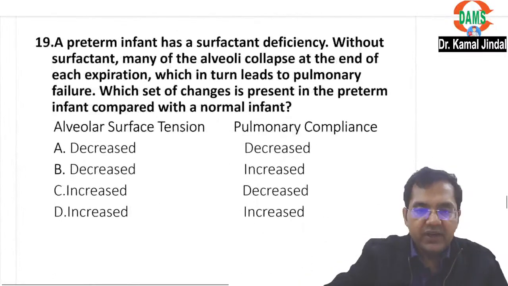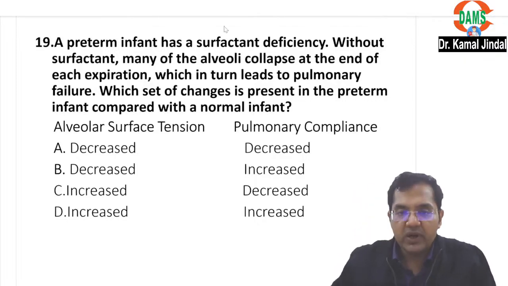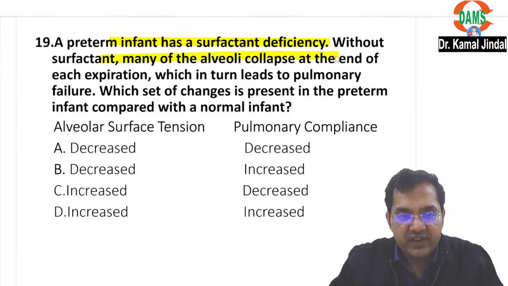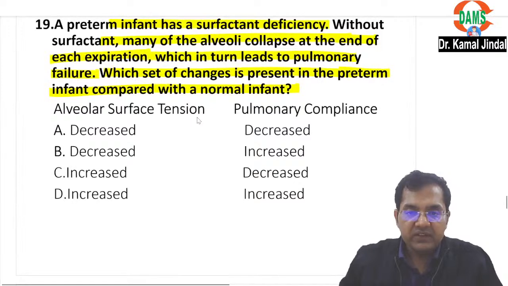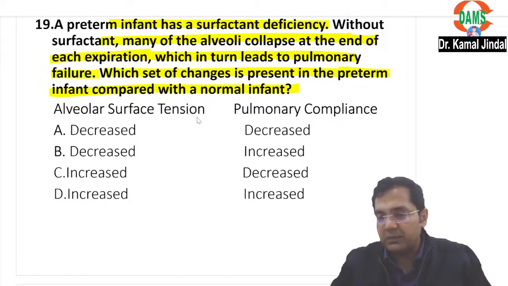A preterm infant has a surfactant deficiency. Remember, surfactant surface tension is a must know. You have to be thorough with that concept, right? Has a surfactant deficiency, IRDS we call it, infant respiratory distress syndrome. Without surfactant, the alveoli will collapse at the end of each expiration, which in turn leads to pulmonary failure, difficulty in breathing. Which set of changes is present in the preterm infant compared with a normal infant? Excellent question, because now I'm asking you, if I don't have surfactant or deficiency of surfactant, what will happen to my surface tension and pulmonary compliance?